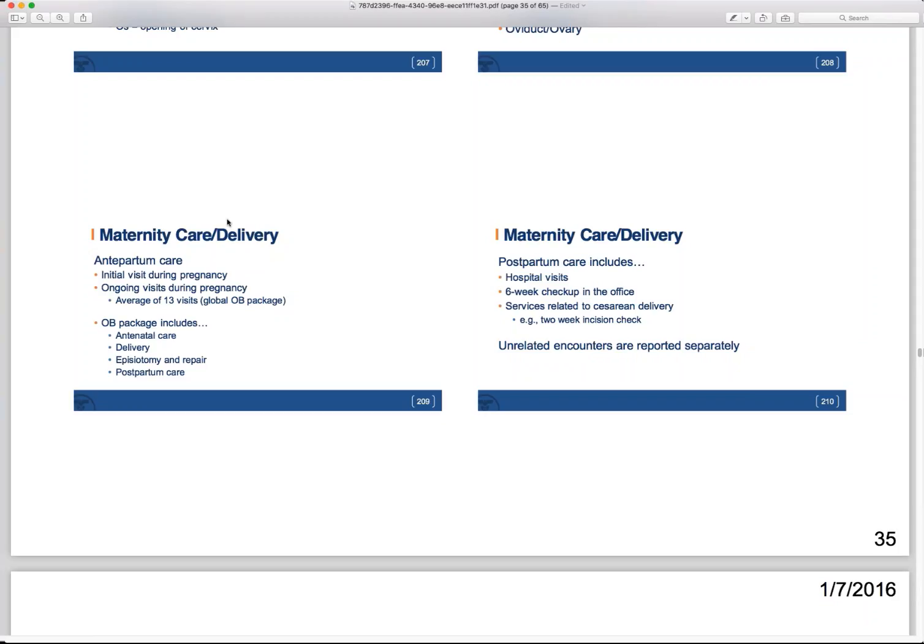Okay? The OB package includes the baby being born, the episiotomy, if they have to cut mom, and repair, and also postpartum care. And you're like, what's postpartum care? Remember 6 weeks? They do another checkup 6 weeks after they have delivered. So if anything occurs during that time span, you are to refer back to your ICD-10 codes that begin with O, the mom codes. And if they have to do any type of checkup after a cesarean delivery, that's also covered in the 6-week checkup.